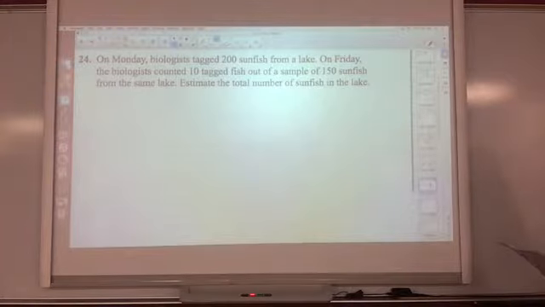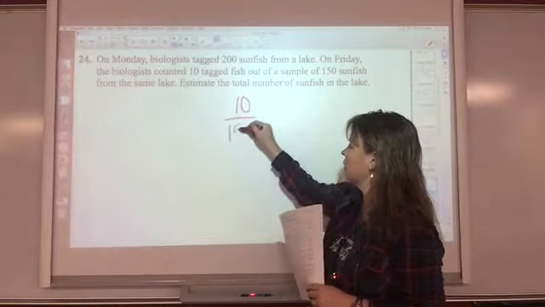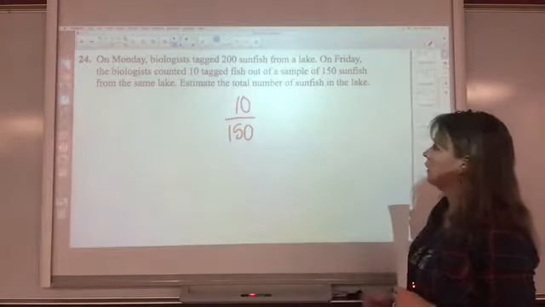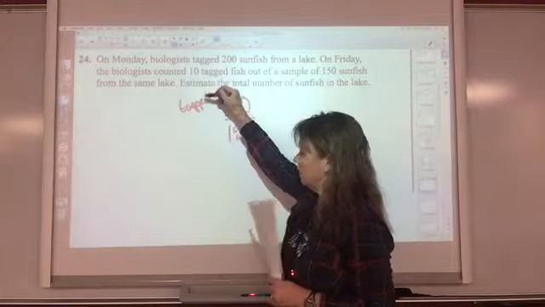Number 24, this is still in the proportions section, so you probably should take a pretty good guess that you're going to make a proportion. Biologists tagged 200 sunfish from a lake. On Friday, they counted 10 tagged fish out of a sample of 150. We have 10 tagged fish out of 150. Let's label that so we know what we did. Tagged and total.